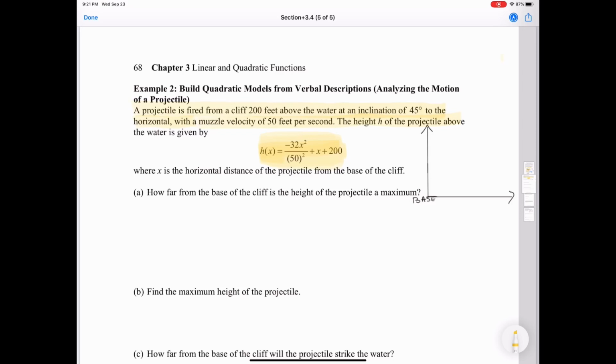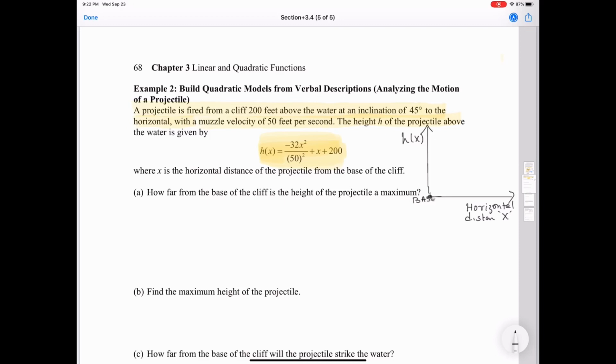As I've told you before, remember we talked about the dependent and the independent variable. This is the dependent variable, which is the height. Height is my dependent variable, and x is the horizontal distance of the projectile. Distance x is my independent variable. Can you imagine that's the base of the cliff?